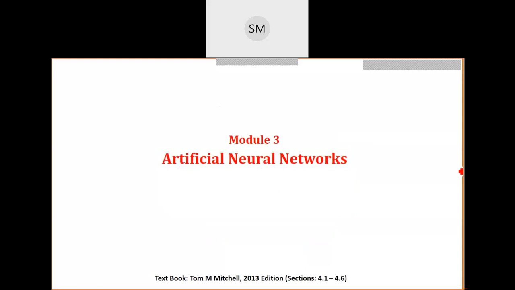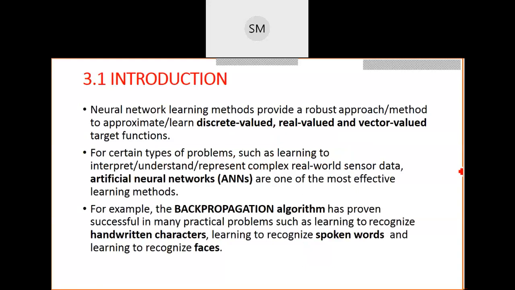Okay, so now let me start the third module, that is artificial neural networks. First we will complete this first topic, that is introduction. Then the second topic also I will complete today only. See, neural network learning methods provide some robust, strong approaches to us. First understand which methods these are: these are neural network learning methods.